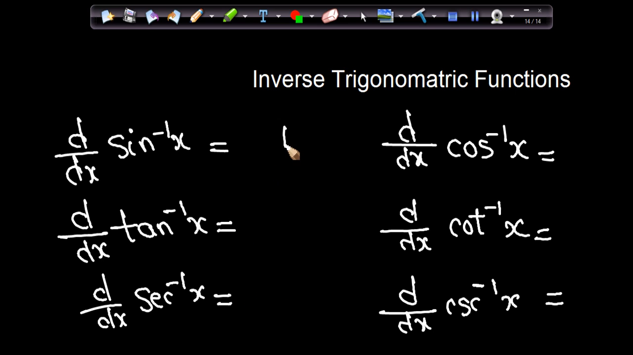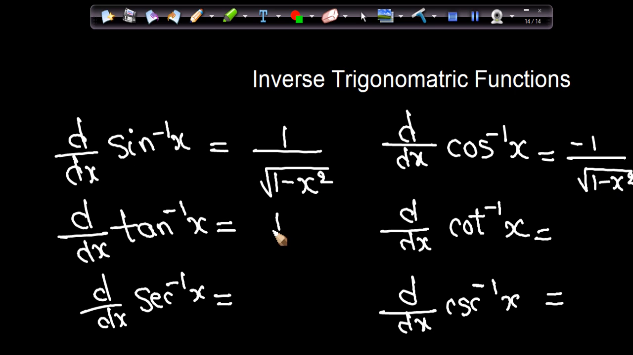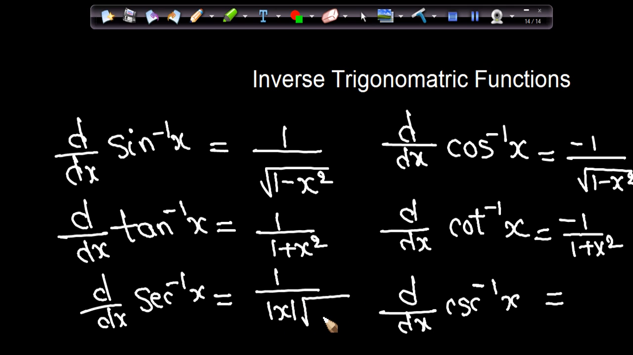Derivative of sin inverse of x is 1 by root of 1 minus x square. Derivative of cos inverse of x is minus 1 by root of 1 minus x square. Derivative of tan inverse of x is 1 by 1 plus x square. The derivative of cot inverse of x is minus 1 by 1 plus x square. Derivative of secant inverse of x is 1 by mod x into root of x square minus 1, and for cosecant inverse it is minus 1 by mod x into root of x square minus 1.